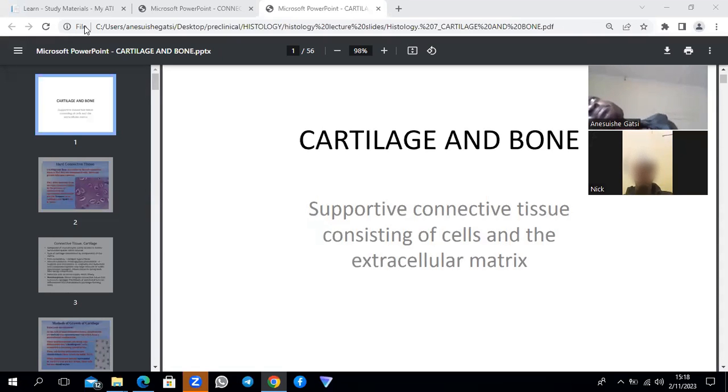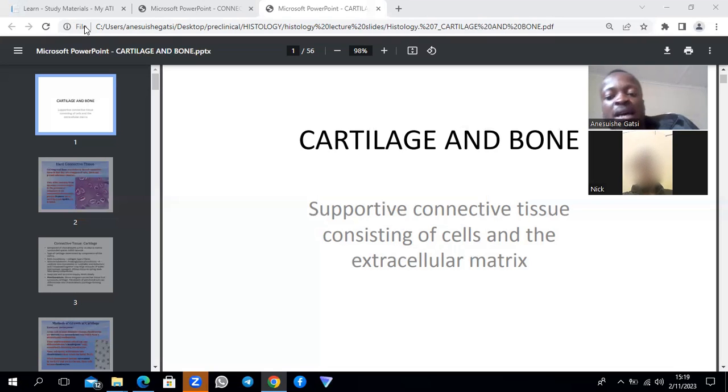Right, so we said four basic tissues: epithelium, connective tissue, nerve, muscle. Then under connective tissue, we said we further divide the connective tissue into connective tissue proper, which we said is loose connective tissue and dense connective tissue. Then we have fluid connective tissue, where we have blood and lymph. Then we have structural connective tissue, where we talk about cartilage and bone.